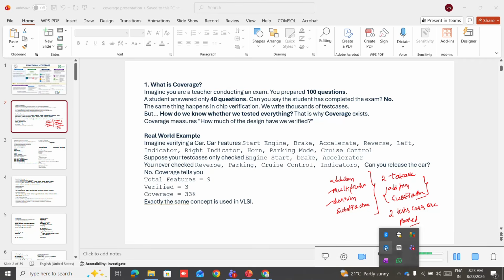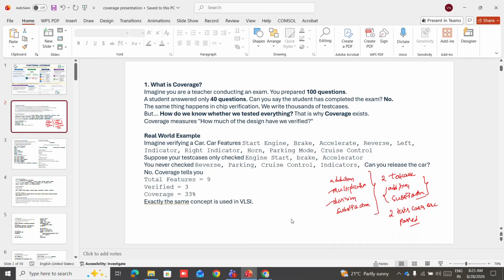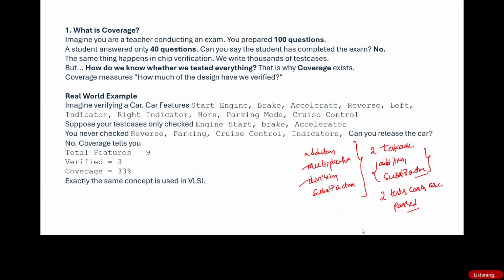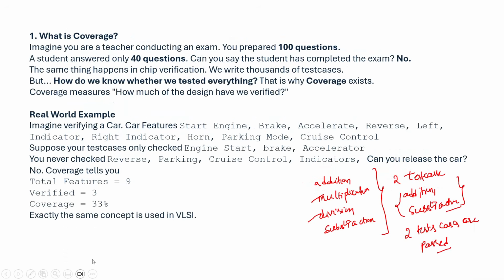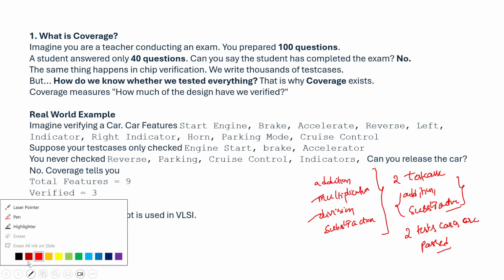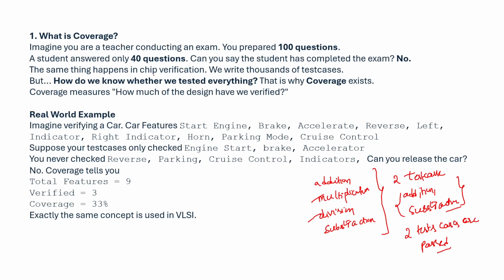So again, I am taking another example for coverage. What is coverage? Suppose I want to conduct 100 questions in a test, and you answered only 40 questions. Then is your exam completed? No, right? Your exam is not completed yet. You still have to write the remaining 60 questions. As of now, 40 questions are completed, which means 40% of your exam is completed, and the remaining 60% you need to complete.